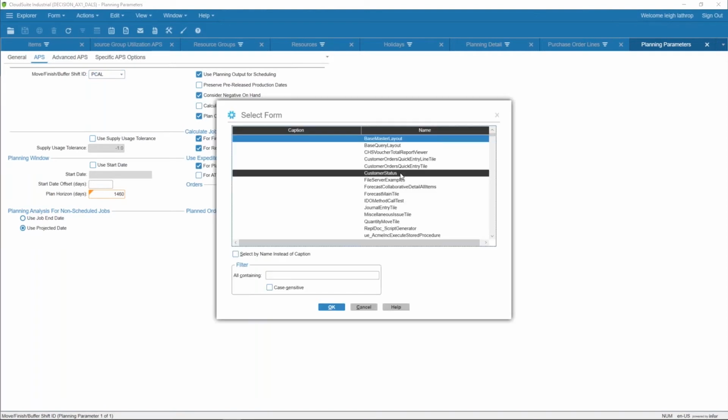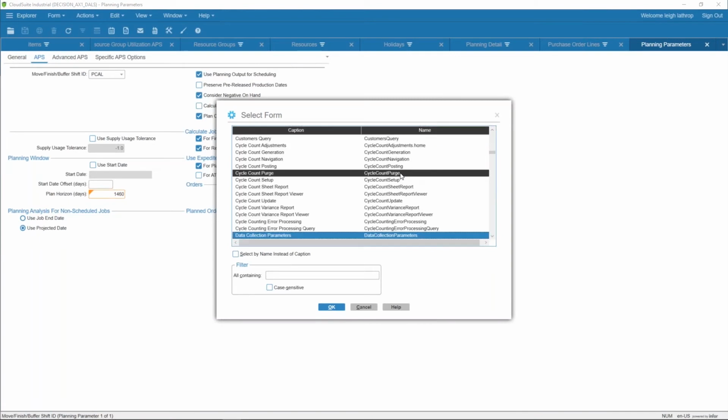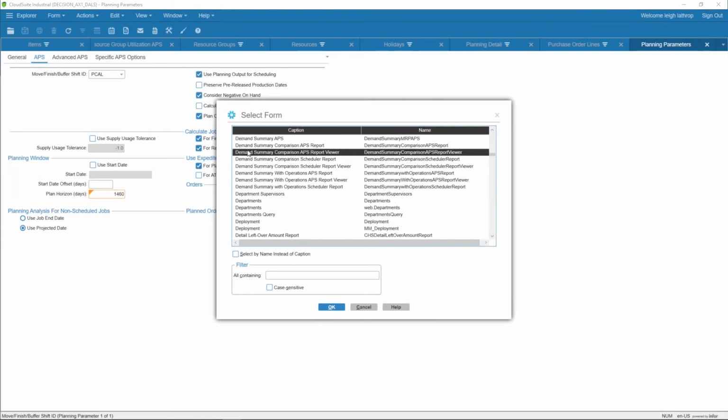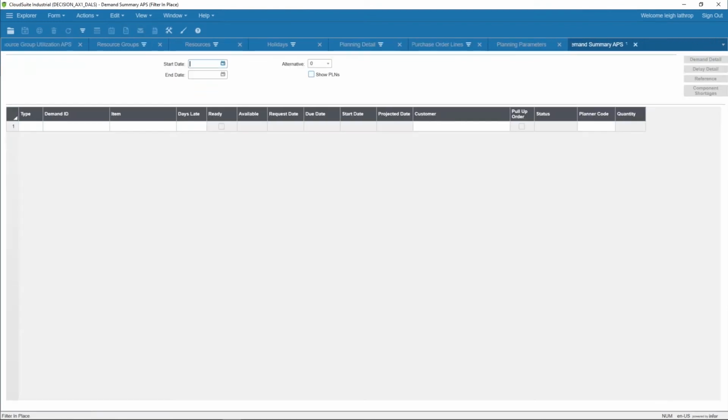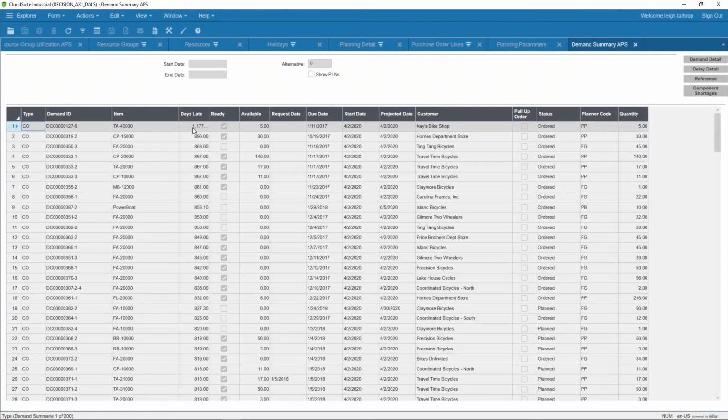When we run APS planning, we're going to open up my favorite form in the whole system, and we're going to look at demand summary APS. We adjusted the purchase orders. We turned off use expedited lead times. We ran APS planning, and we're going to look at customer orders. We could look at job orders. We're going to look at customer orders, and we're going to take the filter off, and we're going to see which orders are now projected late.